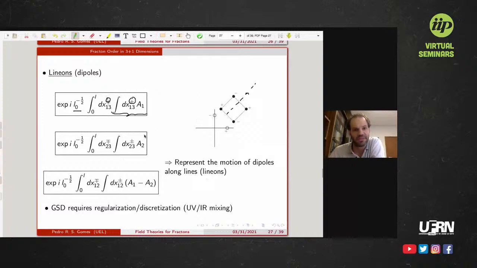And with this theory, we can also compute the ground state degeneracy. Of course, we need to regularize it, which is essentially a kind of discretization. And this is also another way to see the UV-IR mixing.